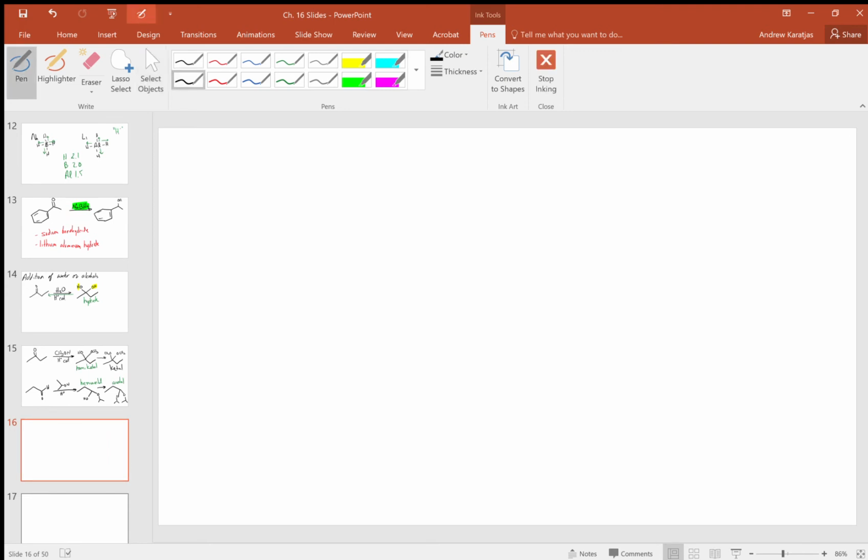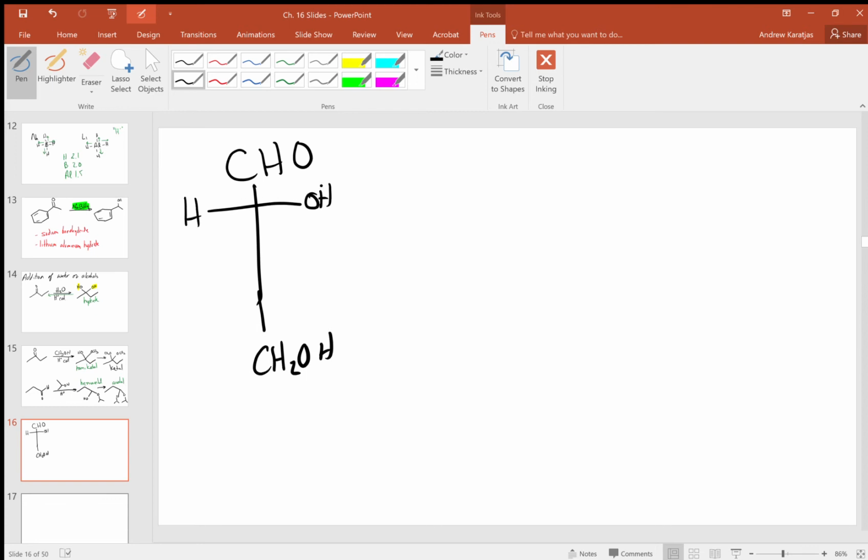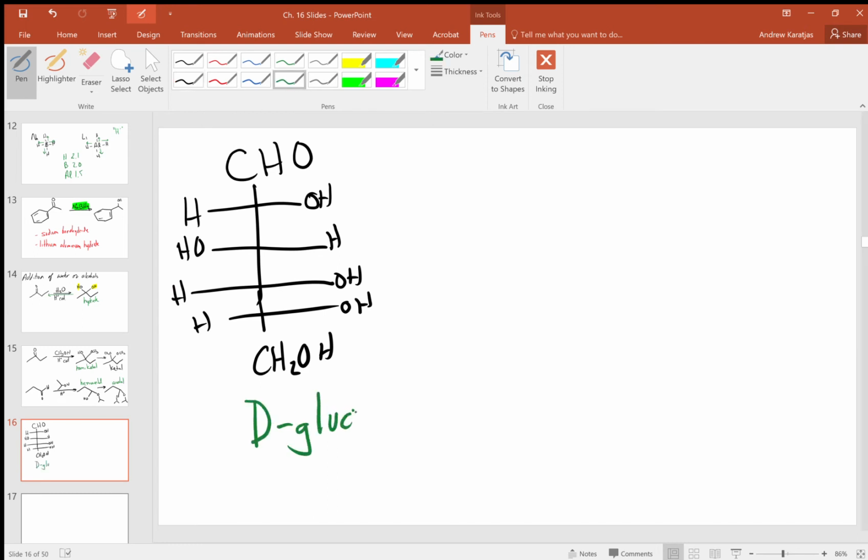So there's a fairly important class of molecules, and all of these molecules contain both an aldehyde or ketone, as well as a number of alcohols. And here's one example. So here we have D-glucose. So we're talking about sugars.